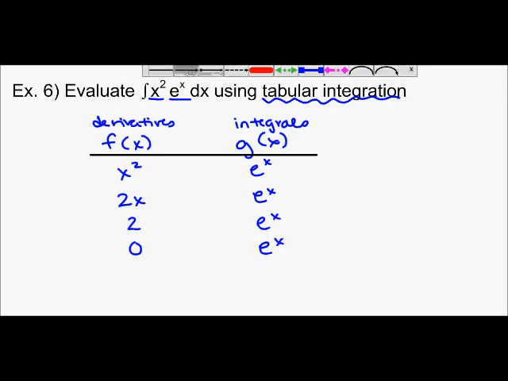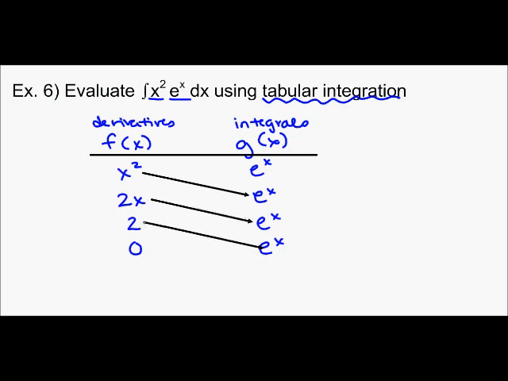Now we're going to connect these diagonally down. So x squared gets paired with the second e to the x, 2x, and 2. And you stop when you get to the bottom of the list. So you shouldn't use the top right value or the bottom left value. Last thing that you need to do is label these plus or minus. So I'm going to do it alternating, always alternating, starting with a plus. Plus, minus, plus.